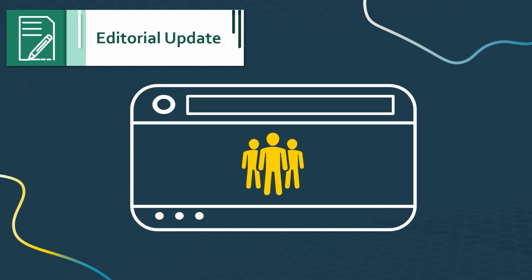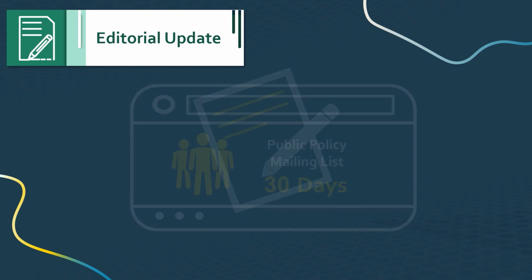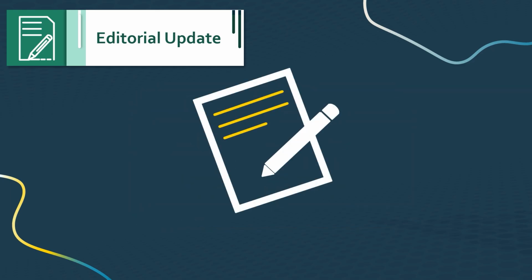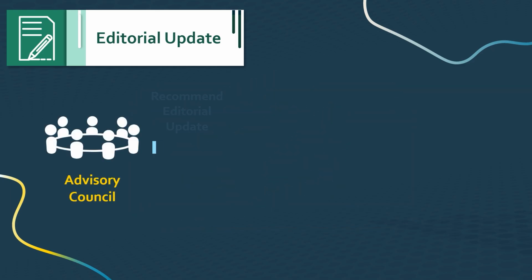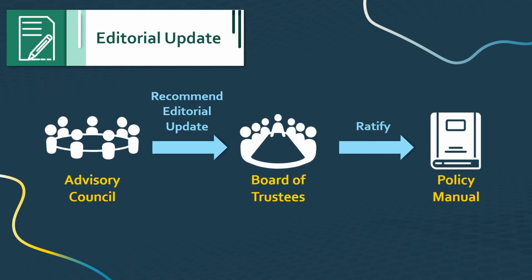ARIN staff will post the proposed change to the mailing list for 30 days for community comment and will also conduct a staff and legal review. After reviewing all community and staff comments, the AC may recommend the editorial update to the board for implementation. The board must ratify it for inclusion into the policy manual.